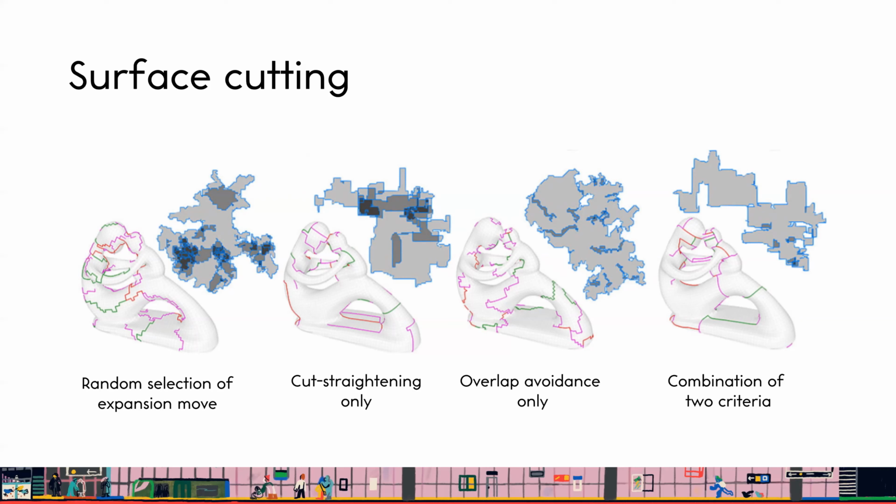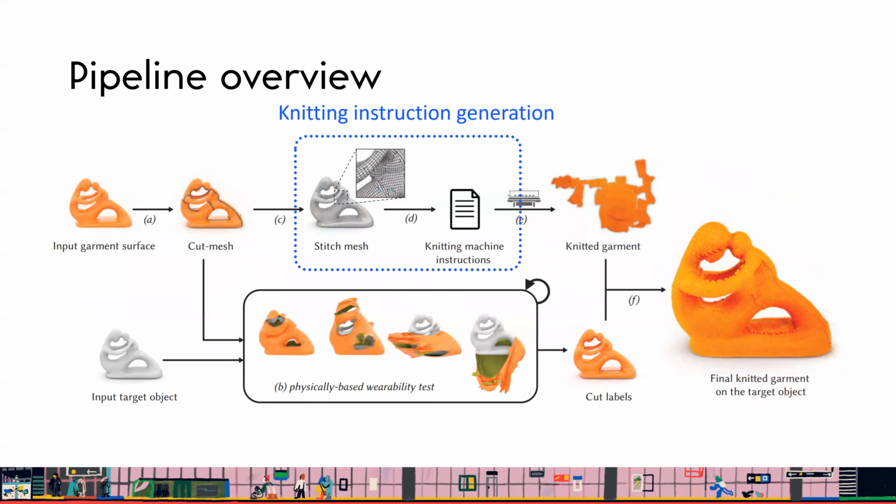Once we have the cut mesh, which does not have any singularity in the interior, we can convert it to a stitch mesh and generate the knitting instructions.